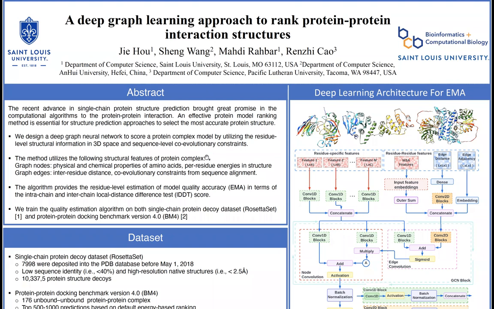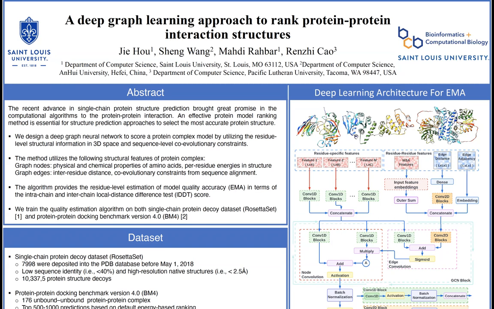It is well known that accurate protein structure prediction is crucial to help us understand protein functions in living cells. The recent advance in single-chain protein structure prediction brought great promise in computational algorithms to protein-protein interaction. Therefore, we propose that effective protein model ranking methods would be quite useful for structure prediction approaches to select the most accurate protein structure and further improve their model prediction accuracies.